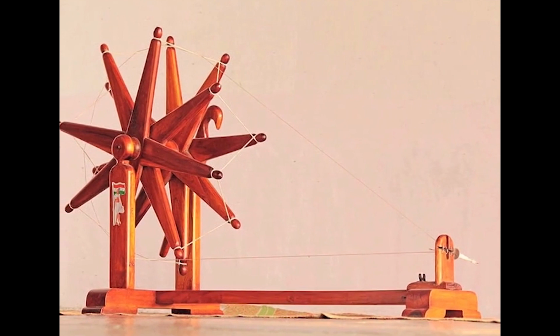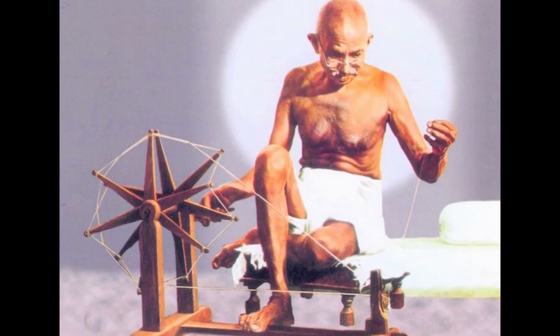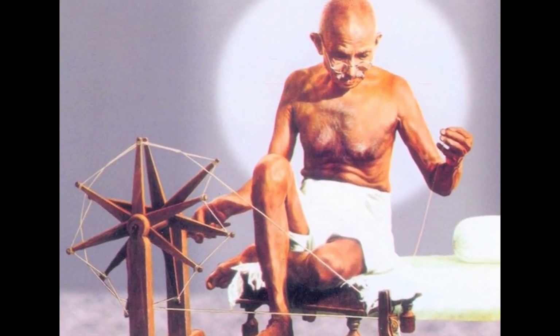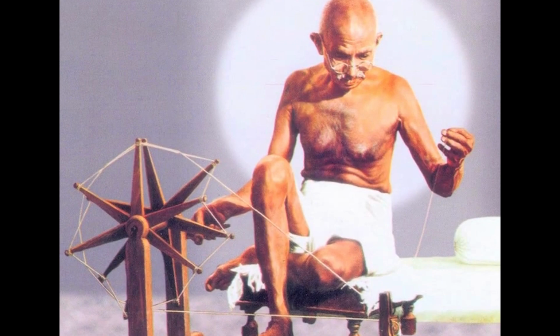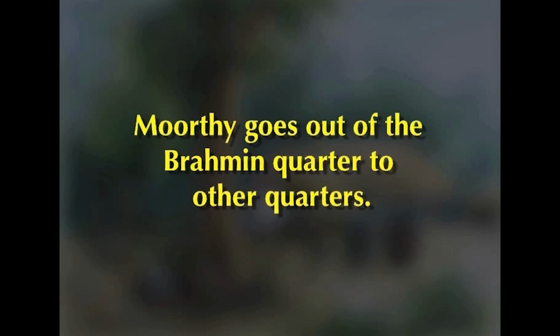Murthy comes armed with propaganda material and charkas from the city. He tells the villagers about the ideals of Gandhi and urges them to spin the charka. Ratnamma, her father Ramakrishnaya, and the widowed young girl Ratna are his helpers. In this endeavor, he goes out of the Brahmin quarter to the other quarters.